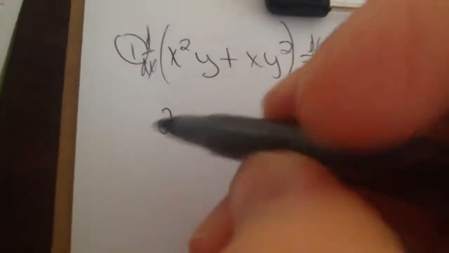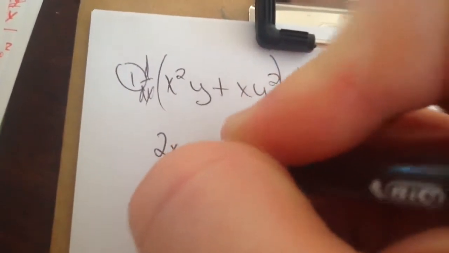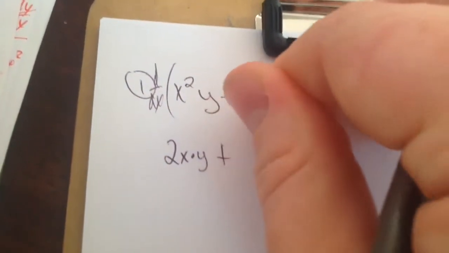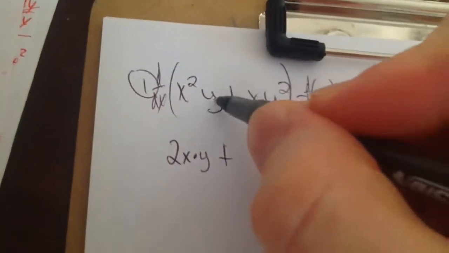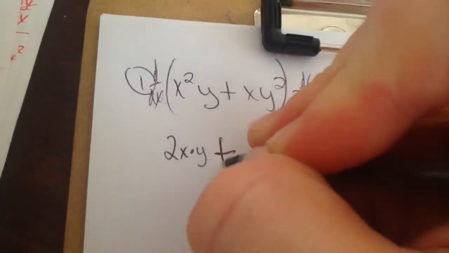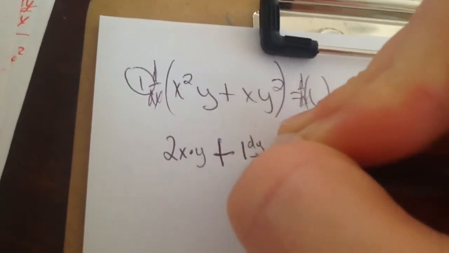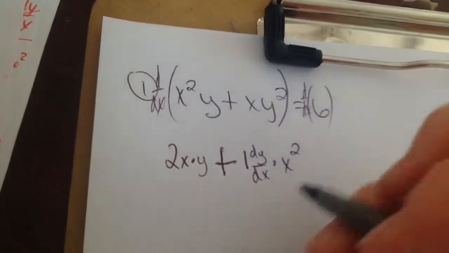But the derivative of the first, 2x, times the second one, so that's just 2x times y. Plus, we're still on this one, right? So we got the derivative of that one times that one. Now we got to do the derivative of this times this. The derivative of y in this case is just 1, but since it's a y, we have to have dy/dx times x squared.